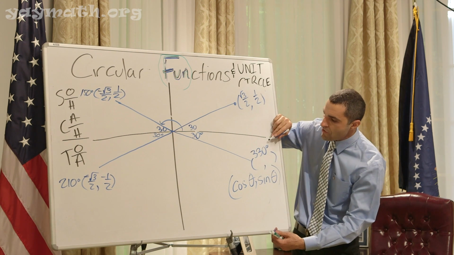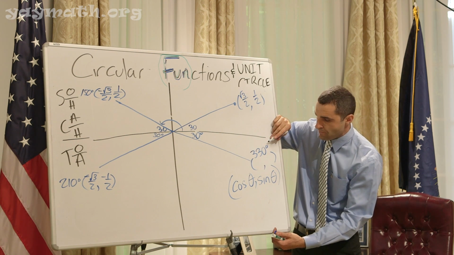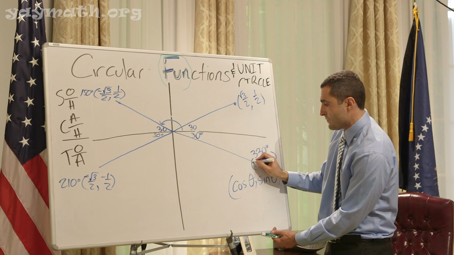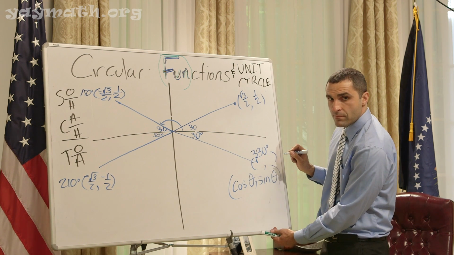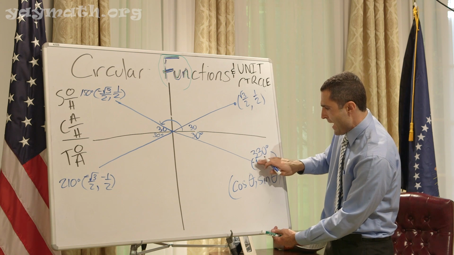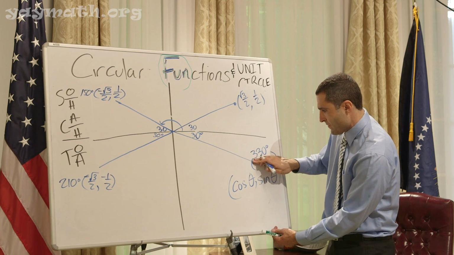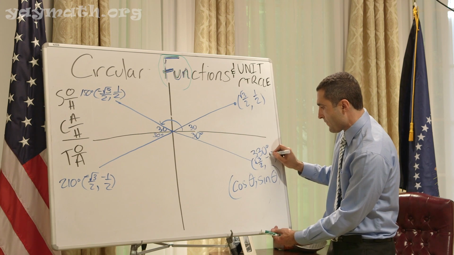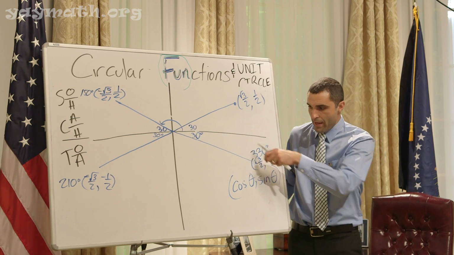What is the cosine of 330? X is positive, rad 3 over 2, positive. Sine is negative 1 over 2. The y goes down.